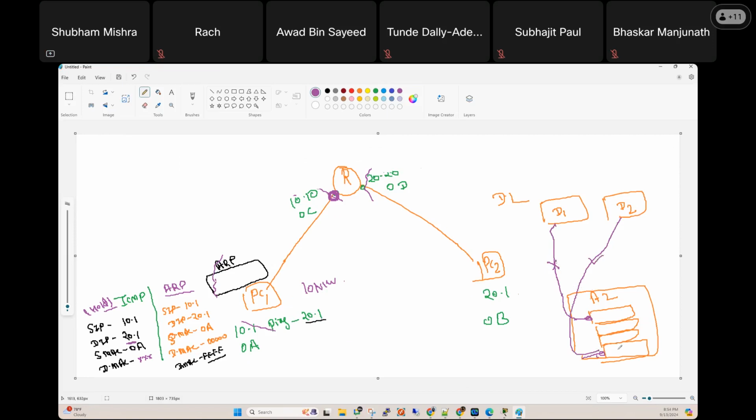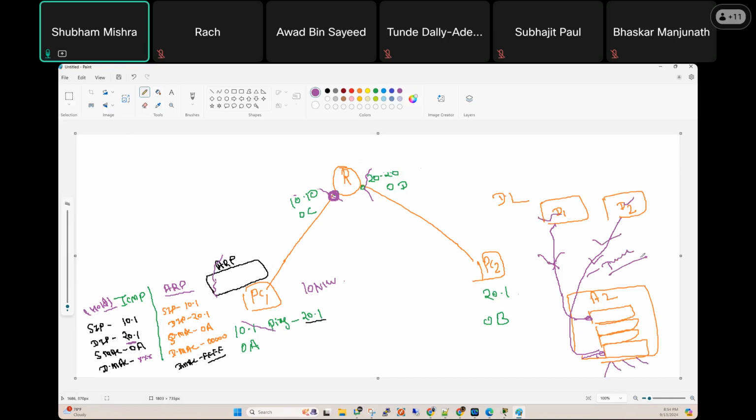So what will happen? These access layer switches, suppose these are the end users. The end user will send the traffic. Traffic will reach the access layer. What will the access layer do? The access layer just forwards all the traffic towards the DR. Which link? This link. And this is called a trunk link.